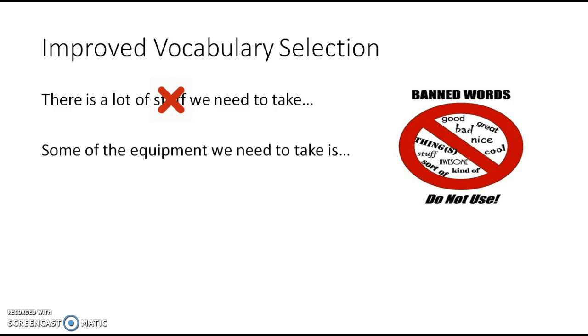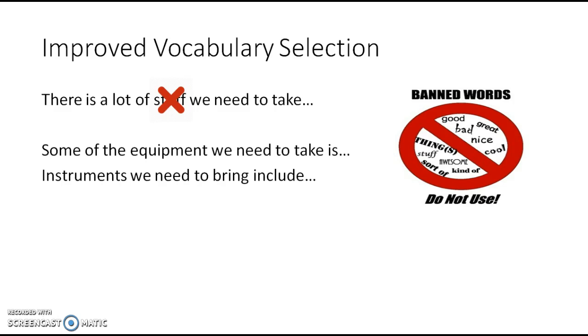So equipment is making it clear that these are useful things and useful machines or products that we need to be successful in our expedition. Some of the instruments we need to bring. Instruments would often be used for a particular purpose or for measuring something.